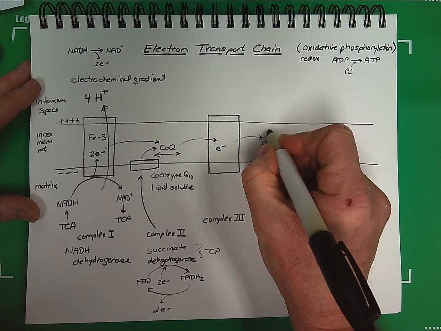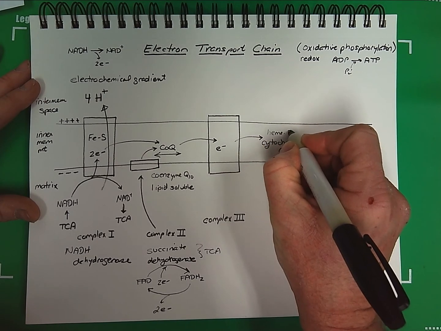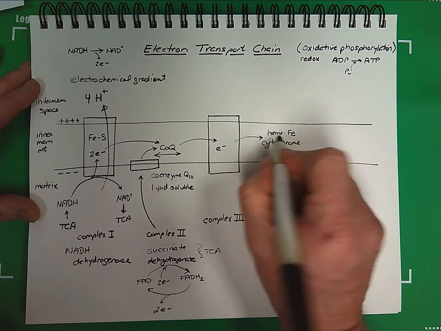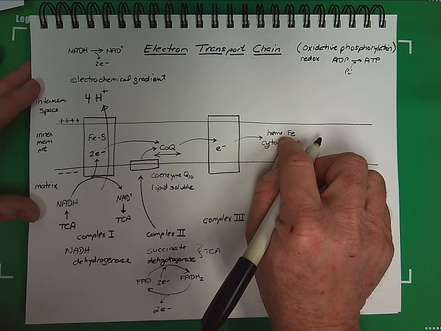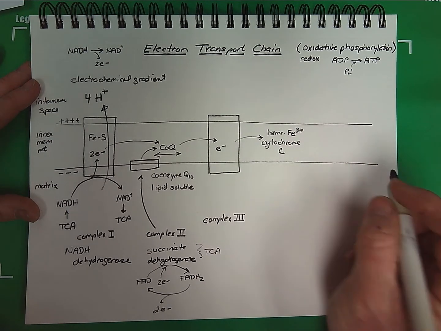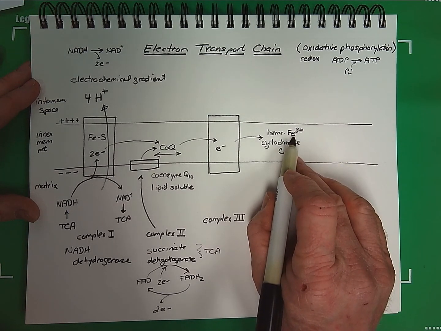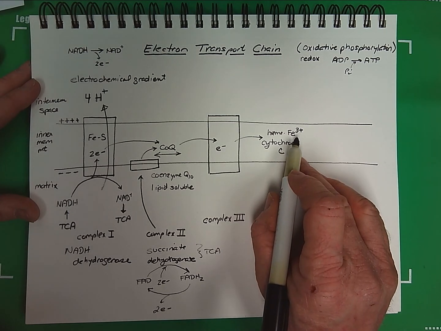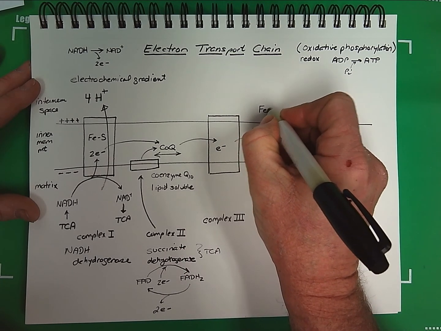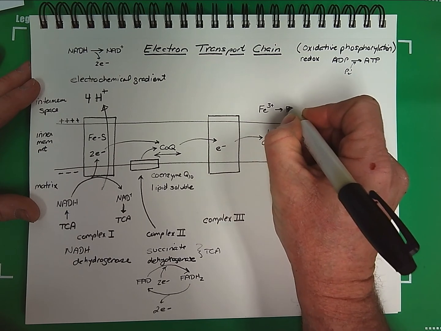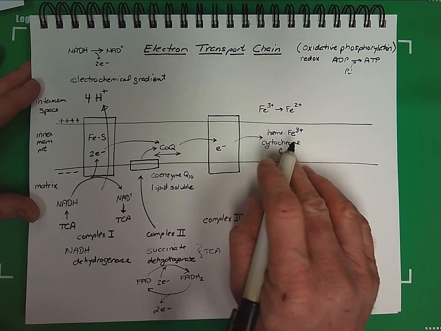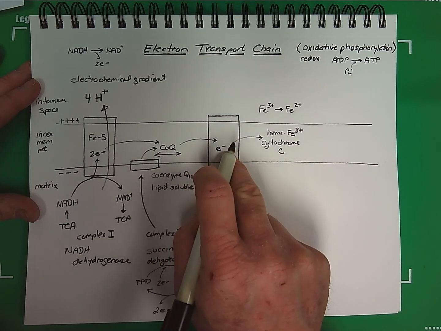Cytochrome C actually has heme iron bound to it, and the difference between this heme iron and the heme iron that we saw in hemoglobin is that this heme iron is in an oxidized state. So the iron is in a ferric state, 3+. This being the case, it can accept electrons, and we are going to be moving the iron from the ferric state to the ferrous 2+ state. And this is how cytochrome C is able to handle the electrons coming from complex 3.